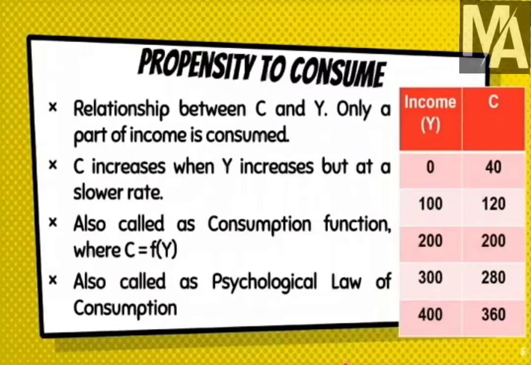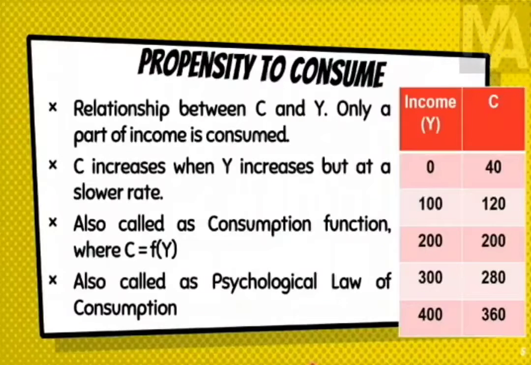This phenomenon is called propensity to consume. This is also called the consumption function, where consumption is a function of income. As there is an increase in income, it will result in an increase in consumption. And this phenomenon is also called the psychological law of consumption. As my income increases, my consumption also increases.